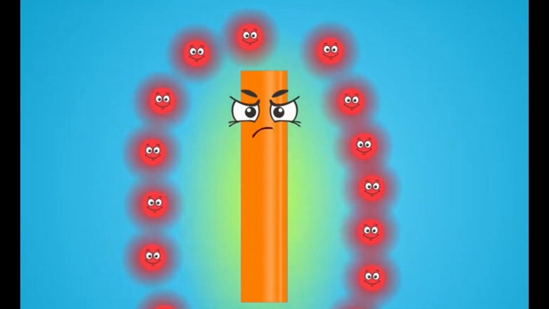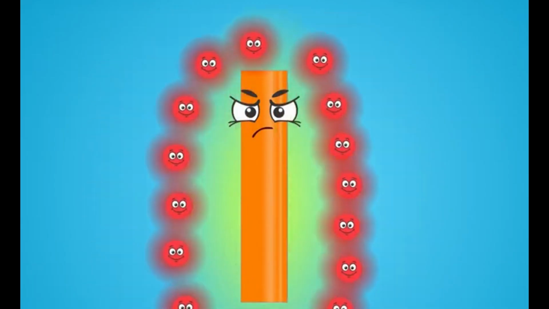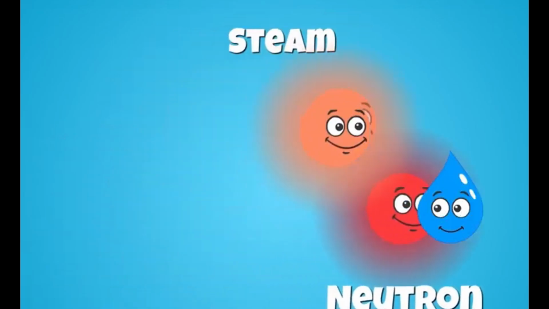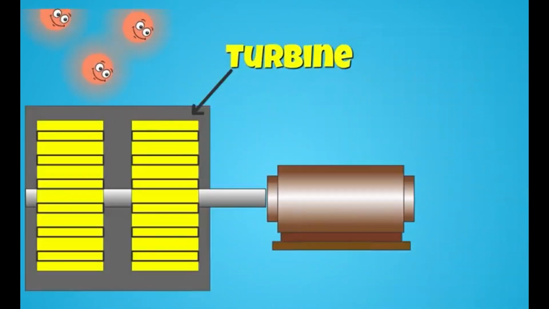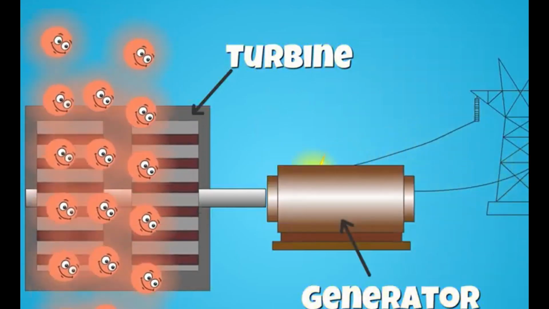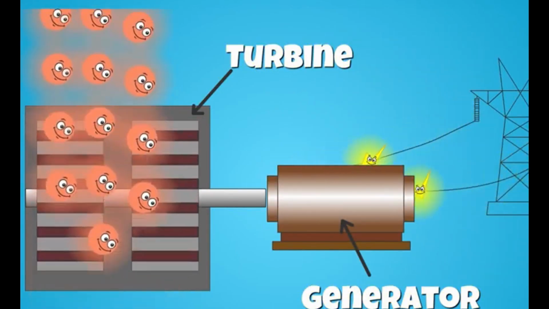The uranium fuel generates heat via nuclear fission, and then pressurized water is pumped into the core via tubes. The water then absorbs heat, which turns water into steam. The steam turns the turbines and generates electricity.